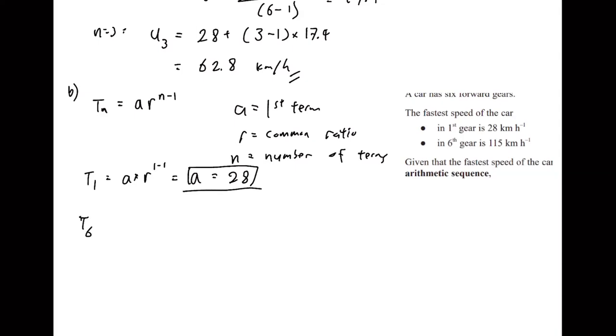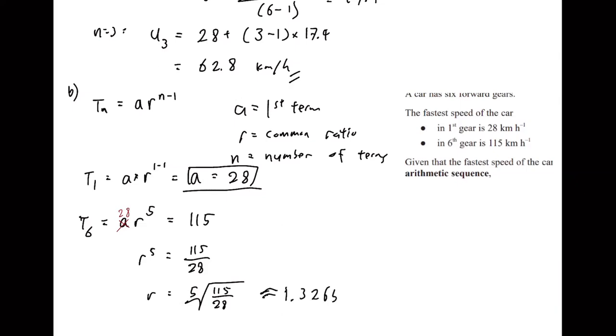How about T6, sixth gear? You just have to take A R power 6 minus 1, 5, which is equal to 115. But wait, we also know what's A, so we can immediately replace the A over there with 28. So 28 times R power 5 equals 115. Can we solve for R? Yes. Divide by 28 first, then you take the fifth root. Let's see what that is. 115 over 28. Then you take the fifth root. It's approximately equal to 1.3265 (5 s.f.).